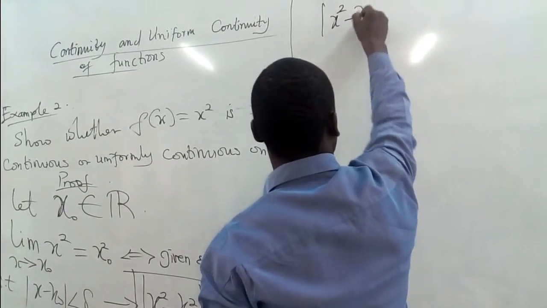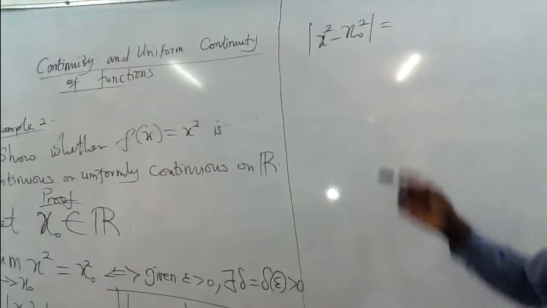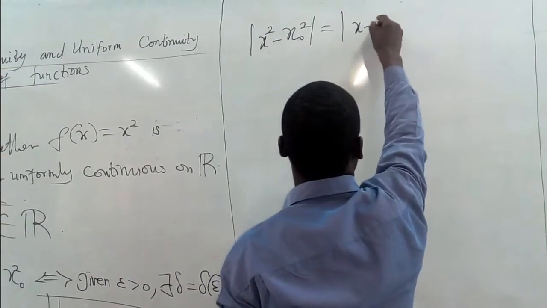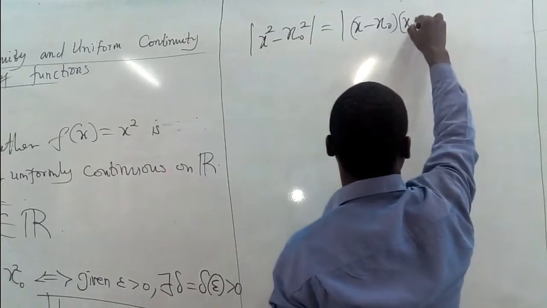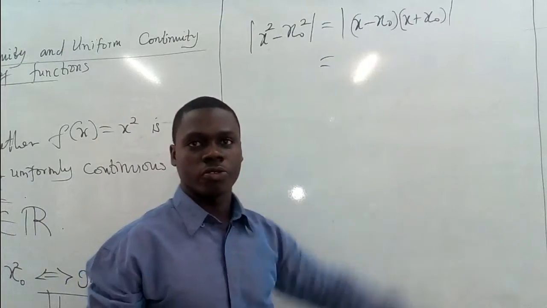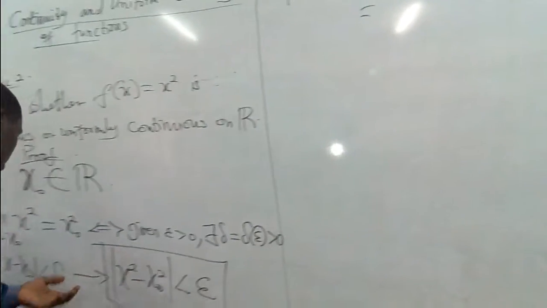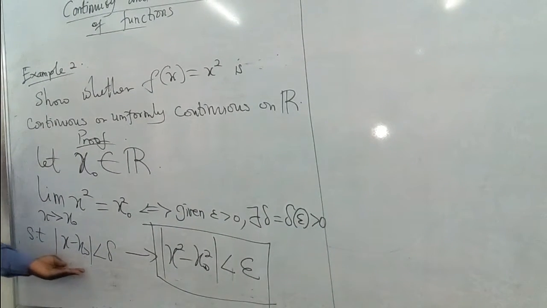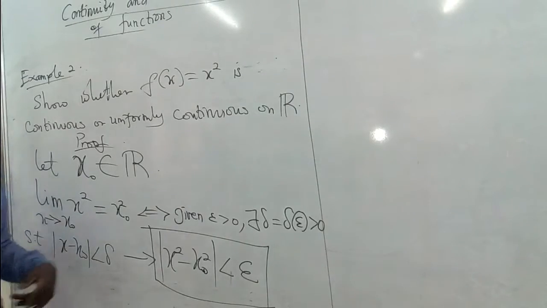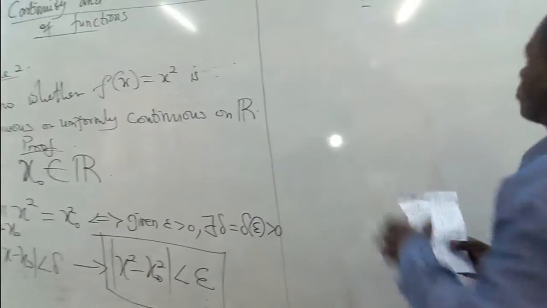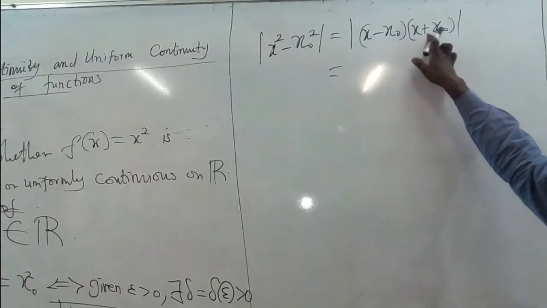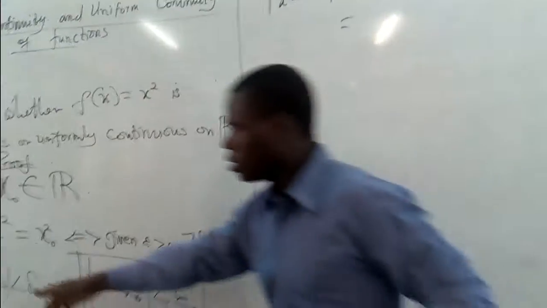The absolute value of x squared minus x naught squared is equal to, now we recognize the difference of two squares here, so we can simplify this as the absolute value of x minus x naught multiplied by x plus x naught. Now, whenever we're doing this particular proof, as far as introductory analysis is concerned, we want to achieve something like the absolute value of x minus x naught, so that we can introduce delta, and from there we'll see how we bring in epsilon. But already we have x minus x naught here, so we are comfortable. The only problem is that we have x plus x naught, which is not quite the same as what we have now.